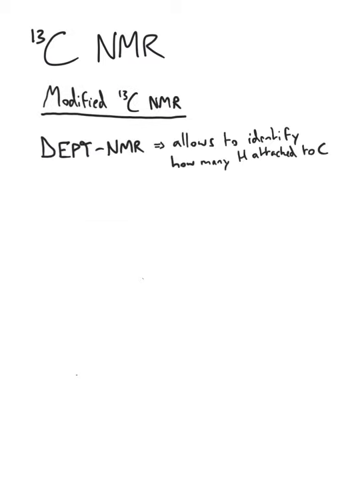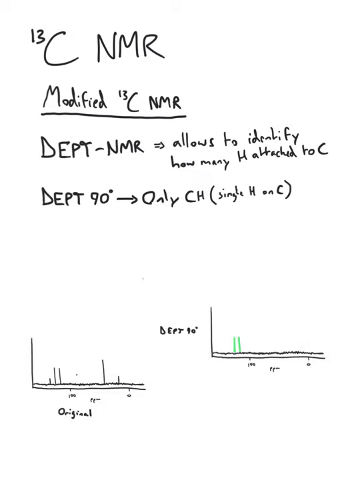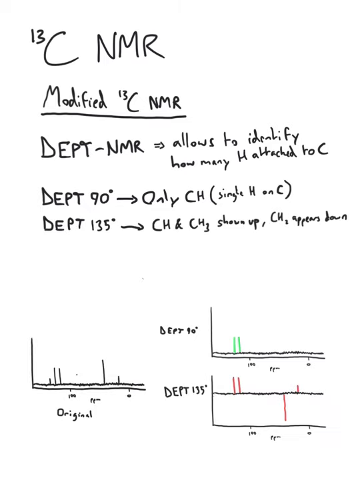One of the more helpful ones is DEPT NMR, which allows us to identify how many protons are attached to each carbon. DEPT 90 will only show CHs, i.e. carbons with a single hydrogen on them. DEPT 135 will show you CHs and CH3s pointing upwards and CH2s pointing downwards.